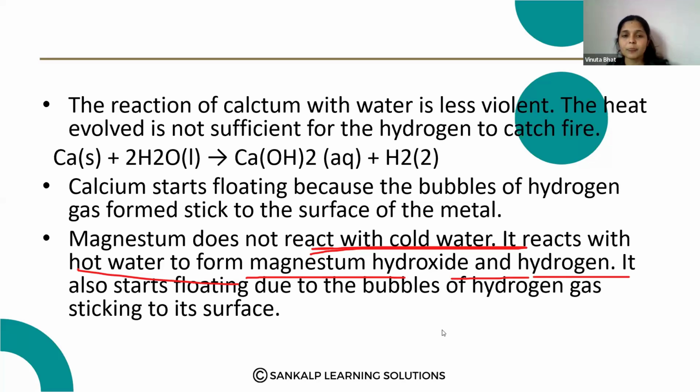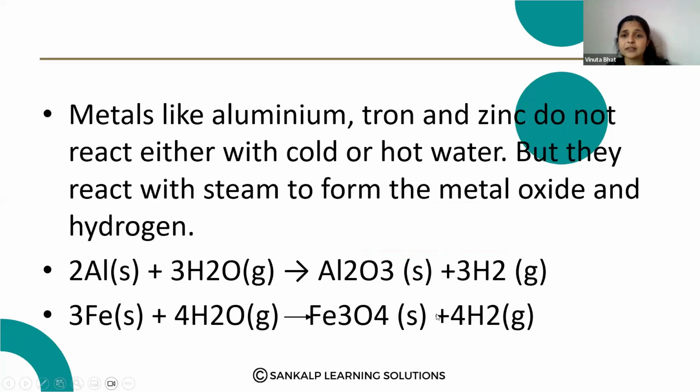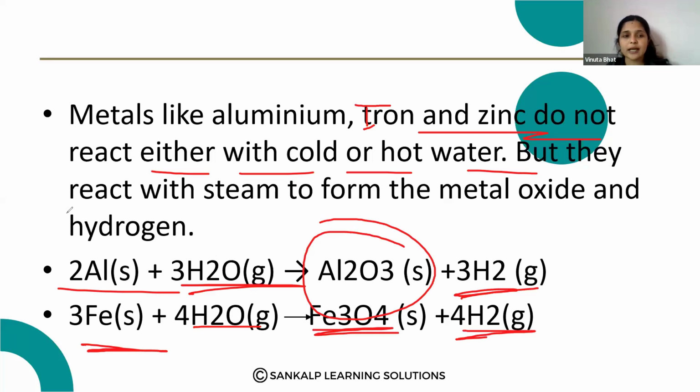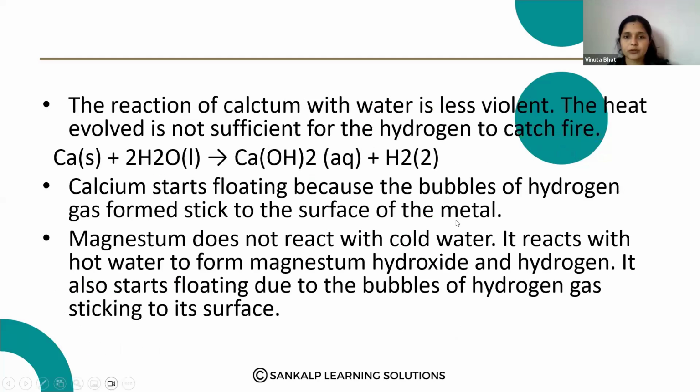Then metals like aluminium, iron and zinc do not react with cold or hot water, but they react with steam to form the metal oxide and hydrogen. Here you can see aluminium. When it reacts with steam, it forms aluminium oxide and hydrogen. And when iron reacts with steam, it forms iron oxide and hydrogen gas is released. Please note down the answer.